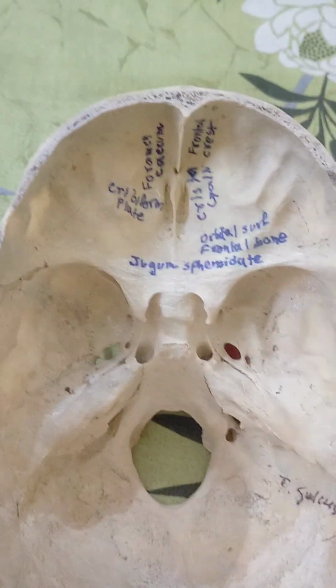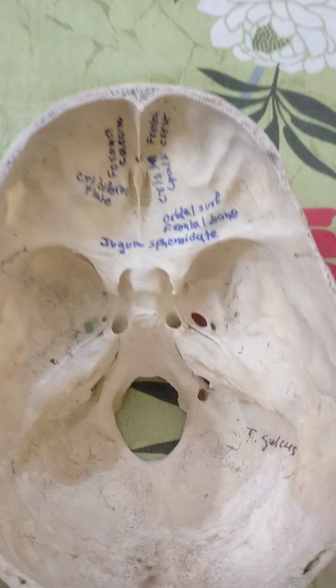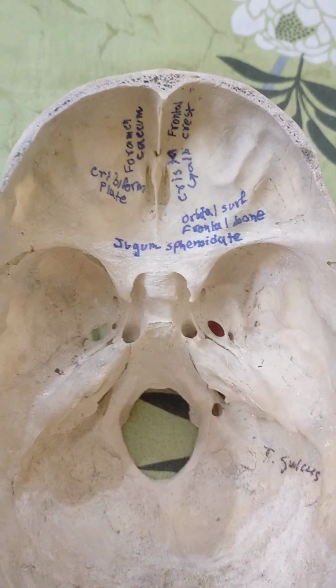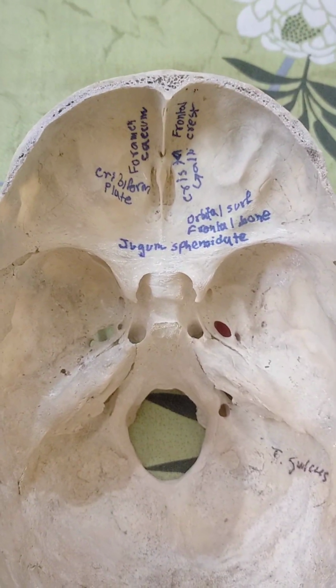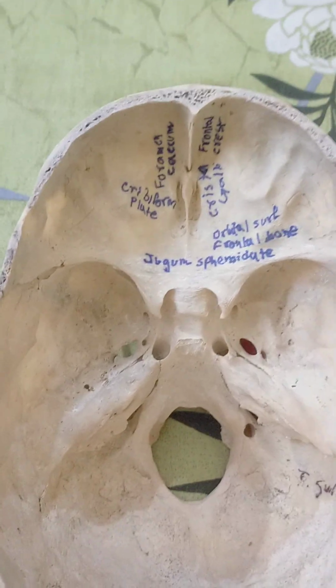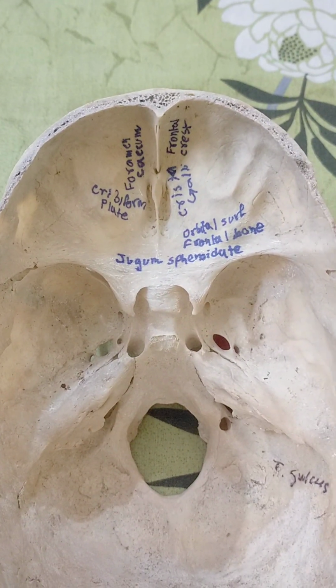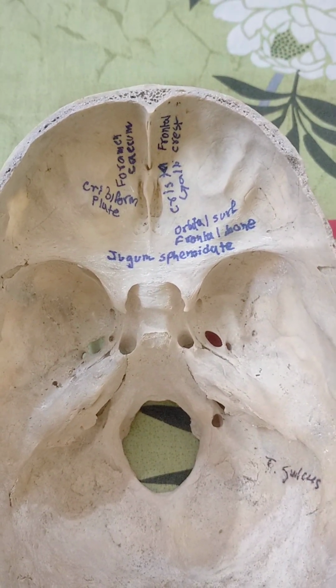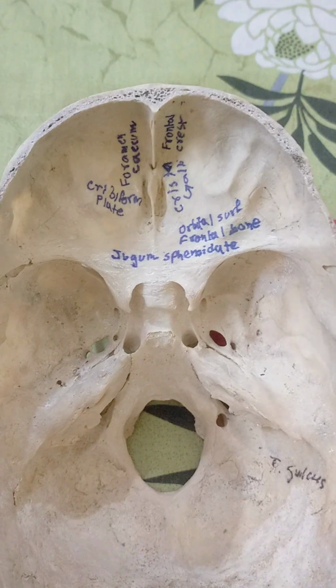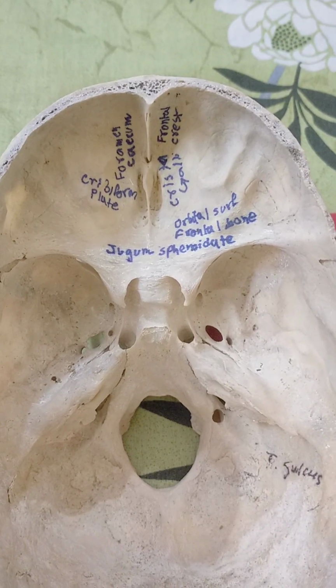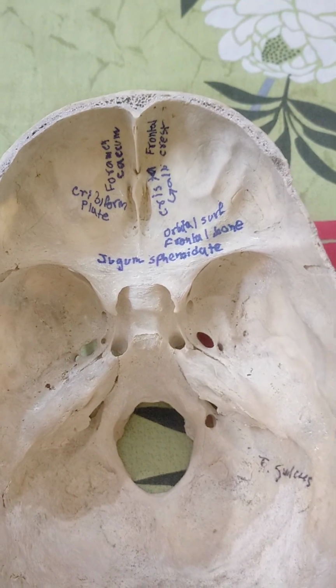Now, let us discuss how I understand the age and sex from the skull. For age determination from the skull, we use two parameters. The mnemonic is SD. S for suture and D for dentition.